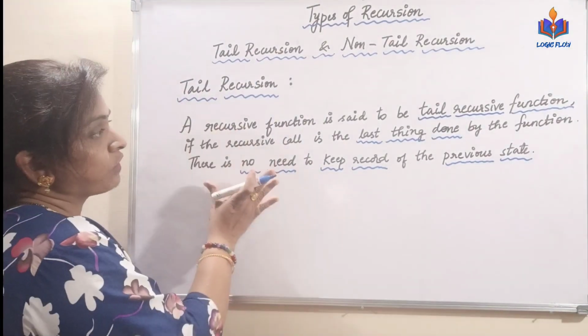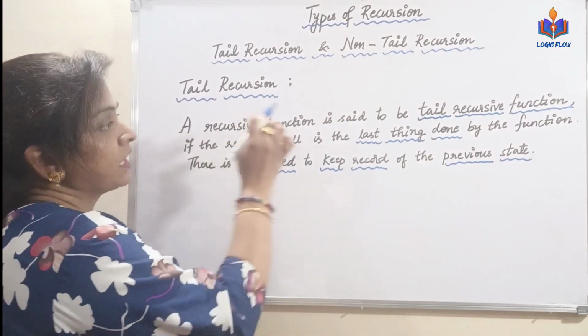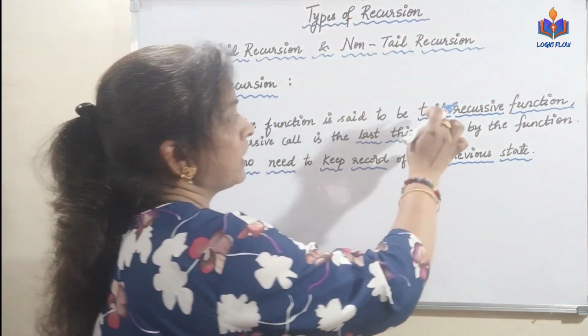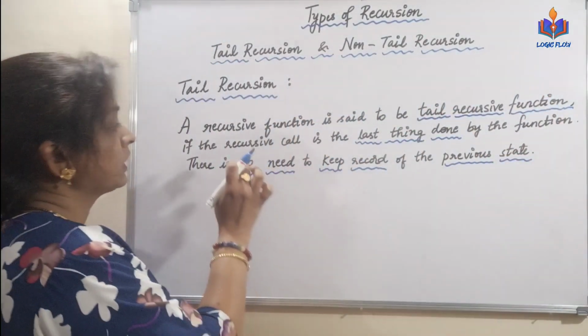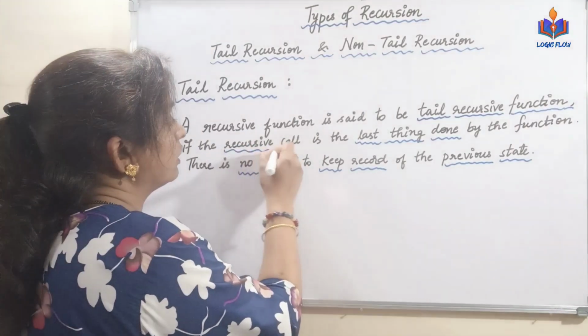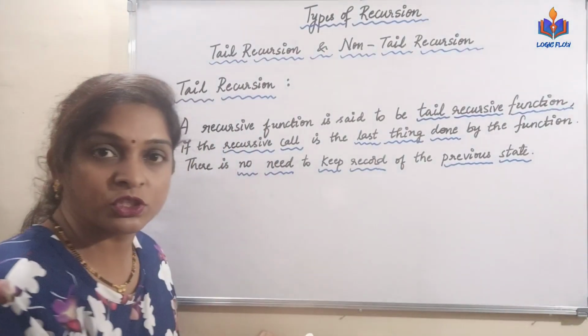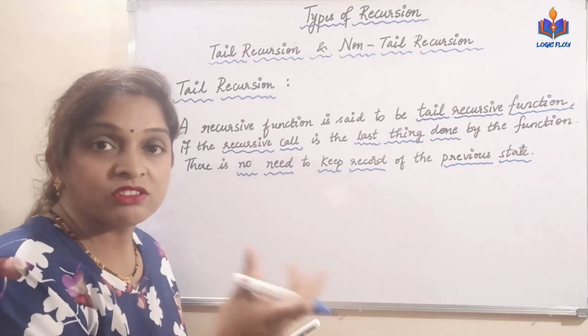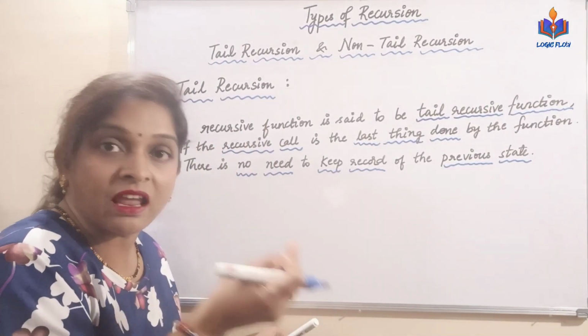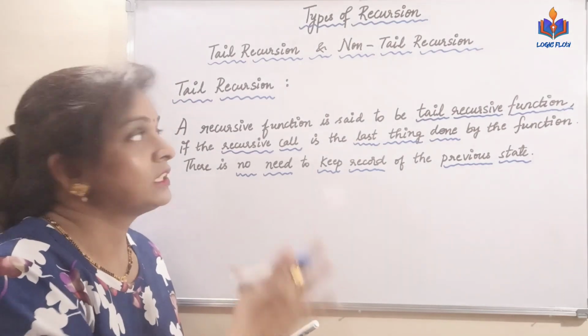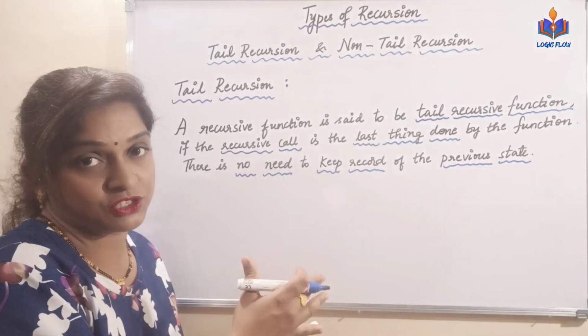The definition of tail recursion says: a recursive function is said to be a tail recursive function if the recursive call is the last thing done by the function. So if the recursive statement that we write is the last statement in the function, then this is called tail recursion.